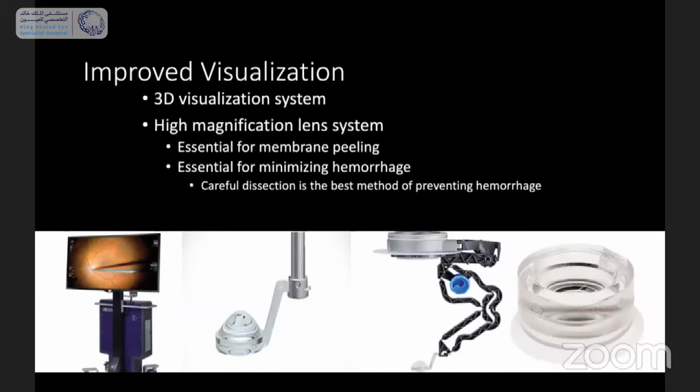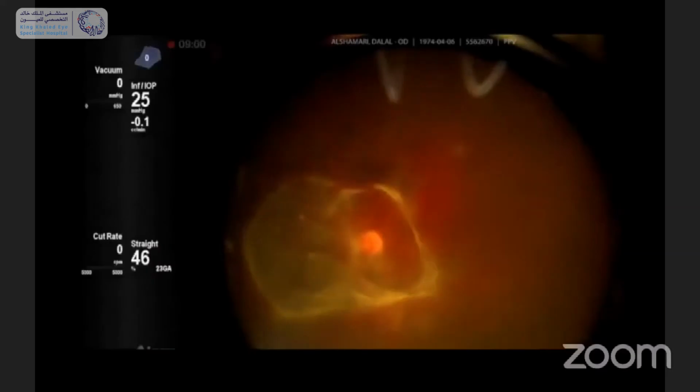Another extremely important factor nowadays in this type of surgery is visualization, especially if you have the chance of having a 3D system. I would kindly advise you to use it in diabetic tractional retinal detachment, because it allows you a much larger magnification. And if you use this together with a new type of wide-field lens, you will have a beautiful view during your surgery, magnifying all the details, and it will allow you to do a more careful surgery, which means reducing complications.